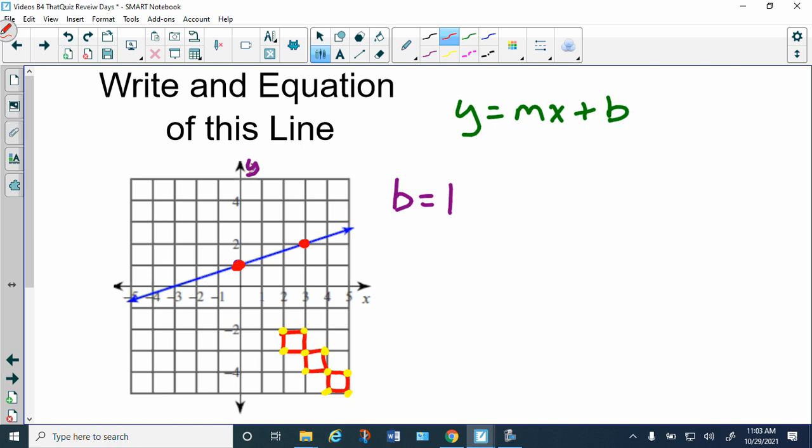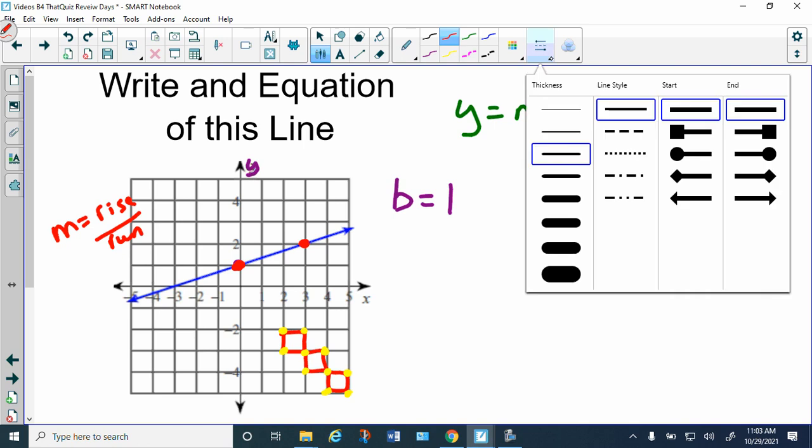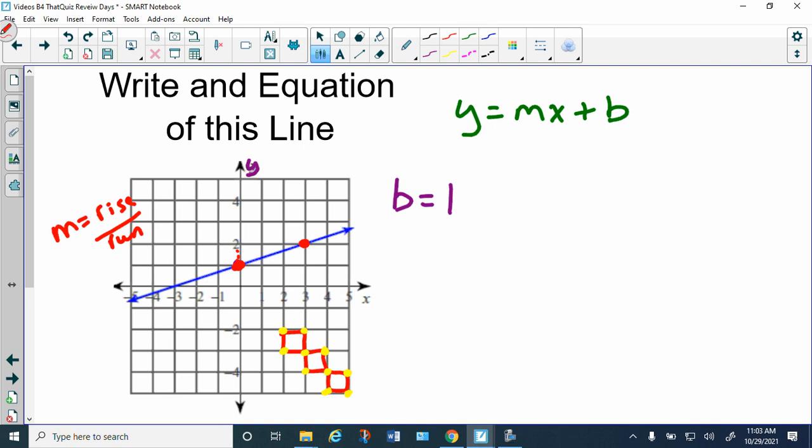Once we find our corner points, we're going to do our rise over run. Once again, slope is rise over run, and it's the easiest to find when we look at a graph. Our rise is how much we go up. We're only going up 1. And the run is how much we go over: 1, 2, 3. That's our run. So we know that our slope is 1 over 3.